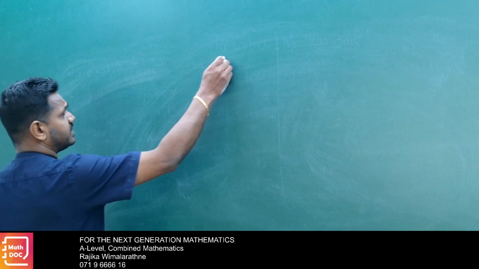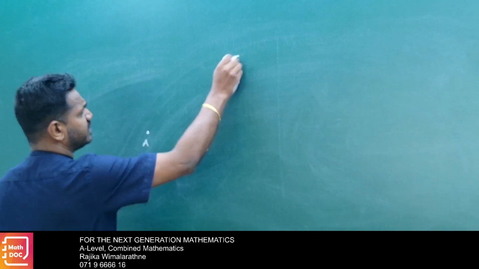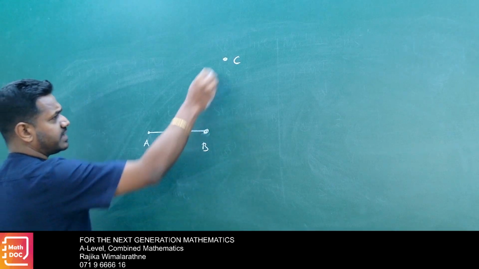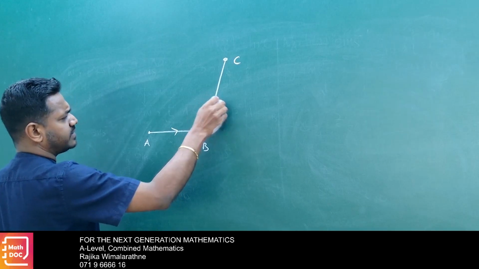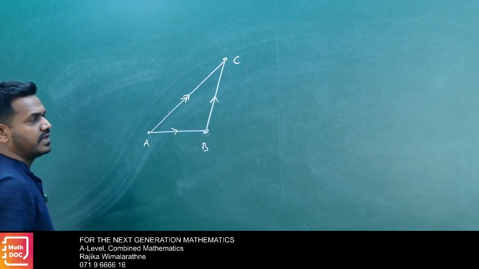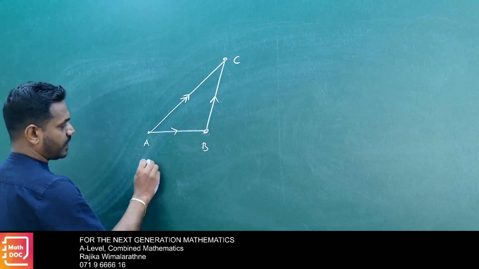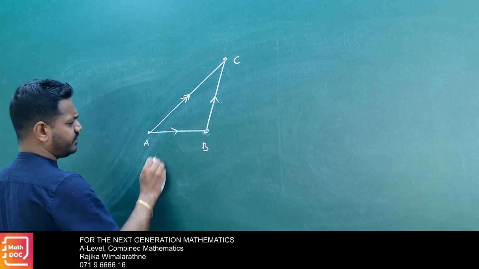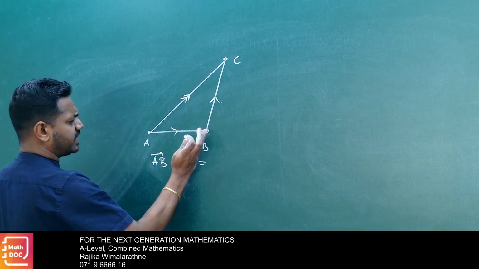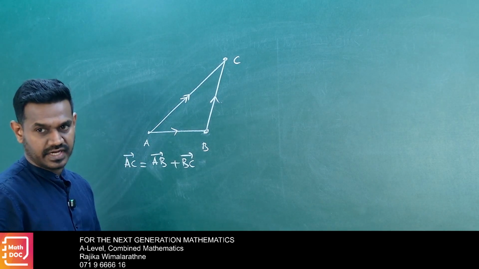Okay. Then see this one. Consider A, B, C. Here this is the AB vector, this is the BC vector, and this is the AC vector. Vector triangle, vector addition. Now AB vector plus BC vector equals AC vector. The resultant is AC.